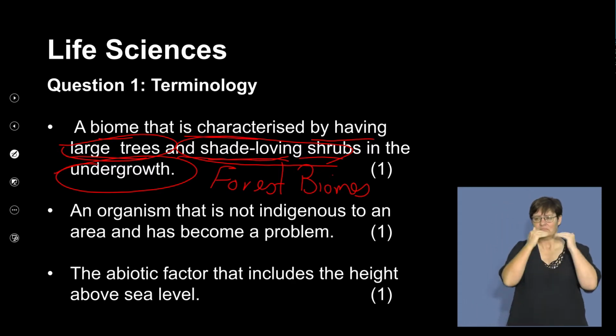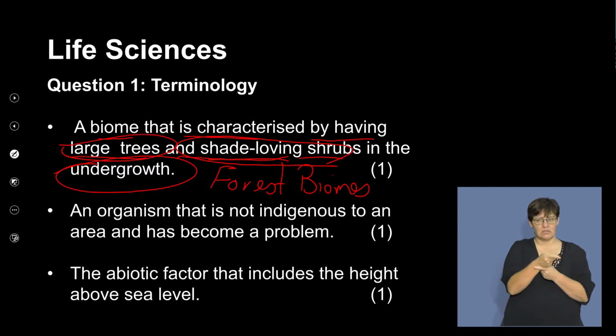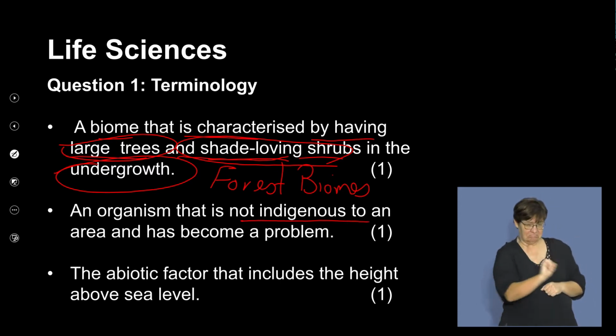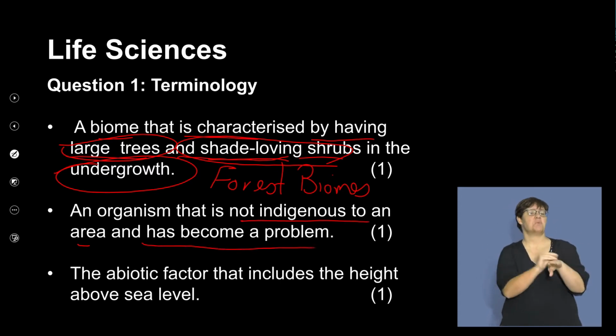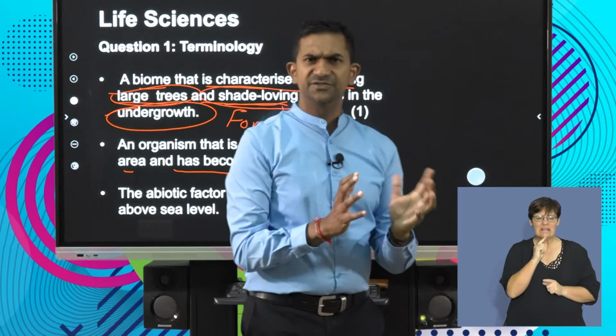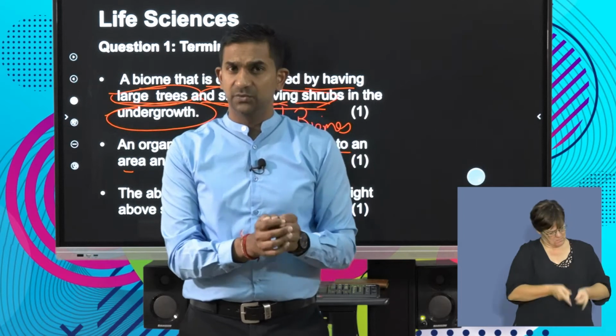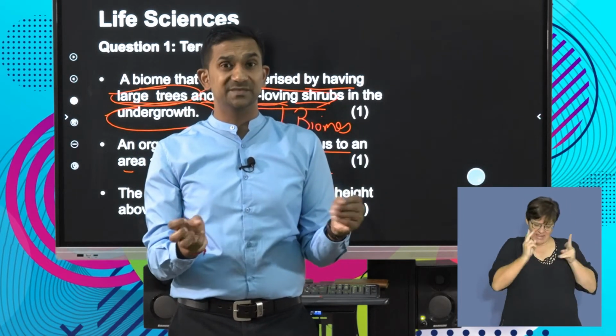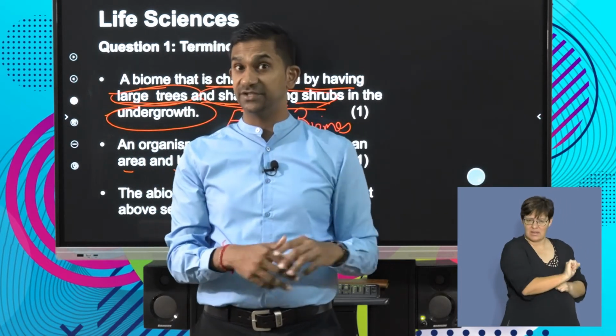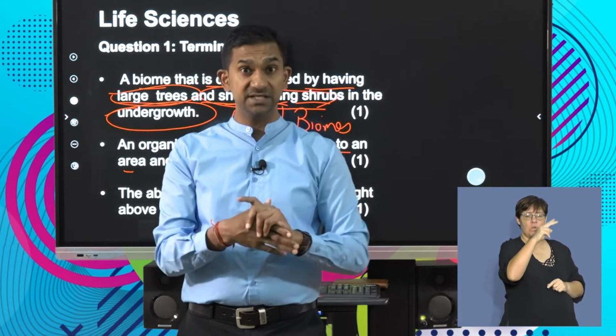The next term, an organism that is not indigenous to an area but has become a problem. So this is referring to species that are naturally not found in an area. And so we know that we have plants and organisms that are naturally found in an area. We refer to them as your indigenous species.